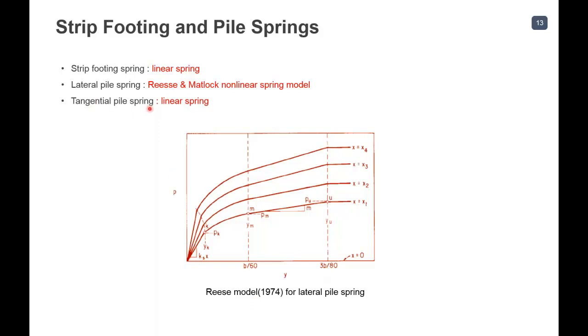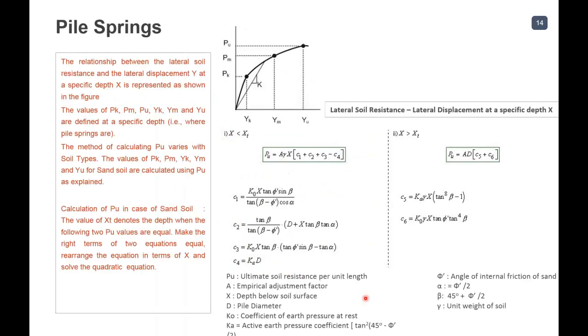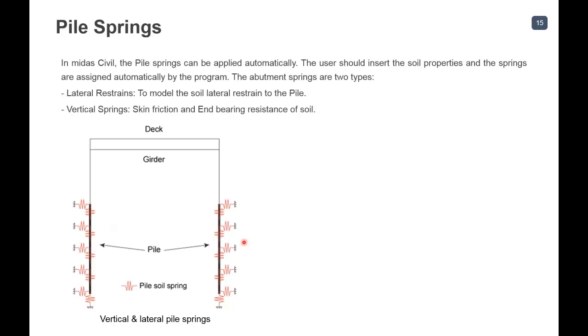The tangential pile spring, which is your skin friction, the skin friction properties are replicated by this linear spring. These are the formulations for the calculation of pile springs. You can refer to the literature to know what all these things are, so I'll skip this step. The program uses all these formulations to calculate the pile spring stiffness, and it provides it in this fashion.